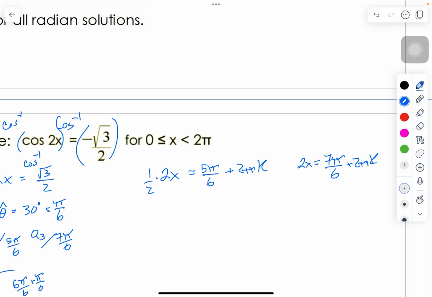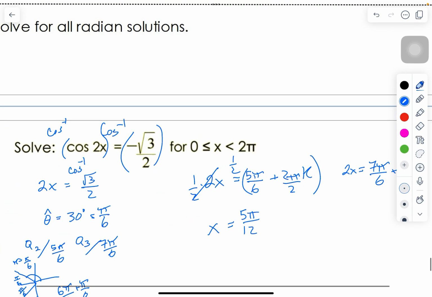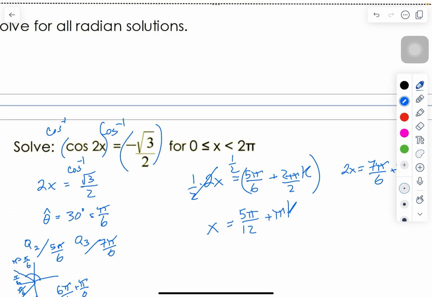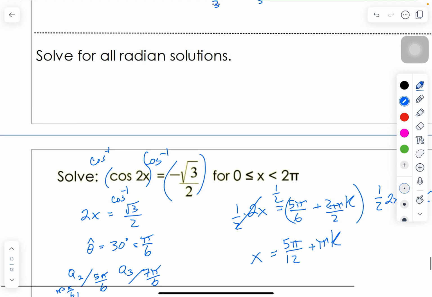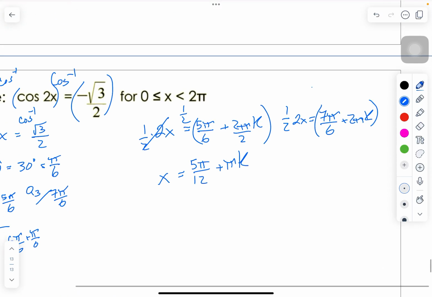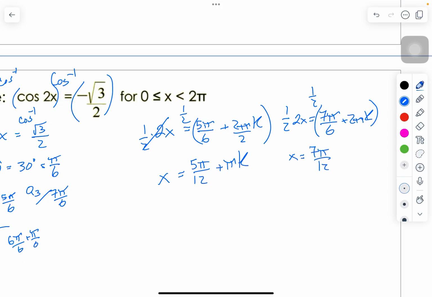I'm going to think of it as multiplying by 1/2 instead of dividing by 2. It's going to help me out when I am working with these fractions within fractions. So this becomes 5 pi over 12. And then if I divide that by 2 or multiply it by 1/2, I end up getting plus pi k. Same thing, I'll multiply by 1/2 on there. So that's going to give me x is equal to 7 pi over 12 plus pi k.